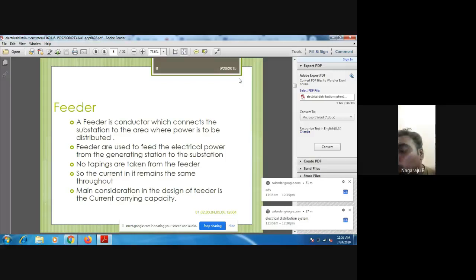If you go and see that substation after COVID, I'll get some pictures of it. Tomorrow, or by Wednesday, I'll share those pictures also. The Vaagdevi feeder is nothing but an express feeder. There is no connection link between the substation and Vaagdevi. So of the four feeders, one feeder is Vaagdevi.